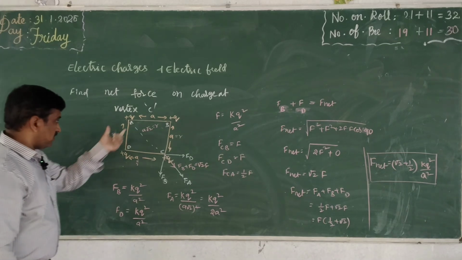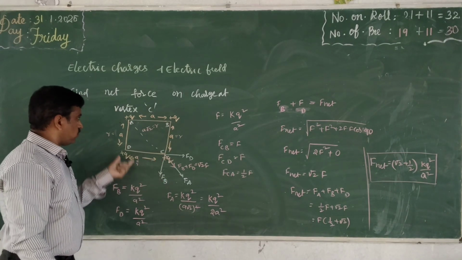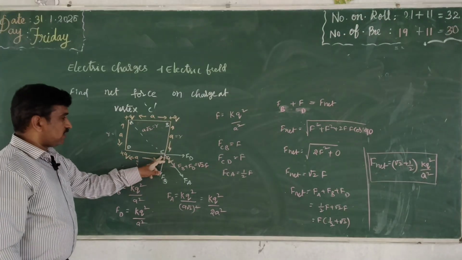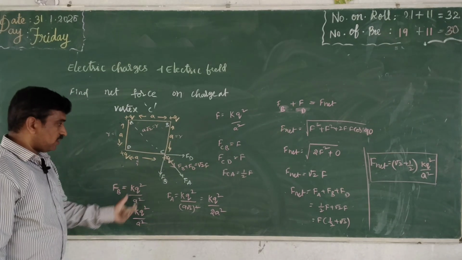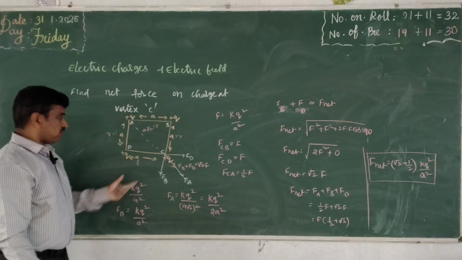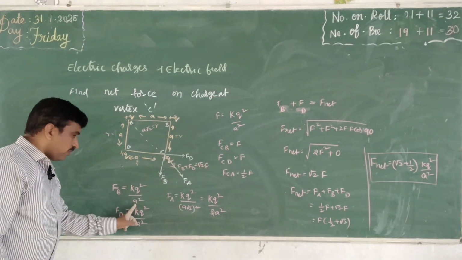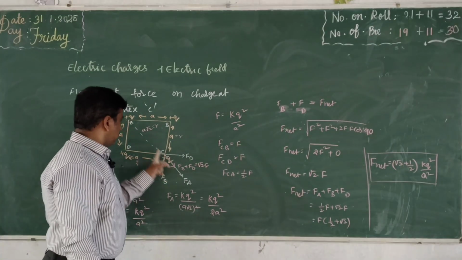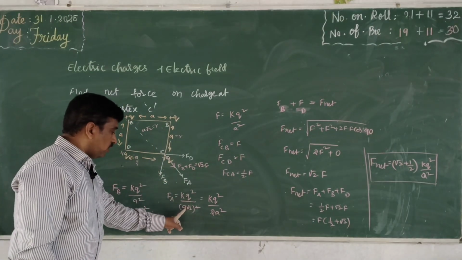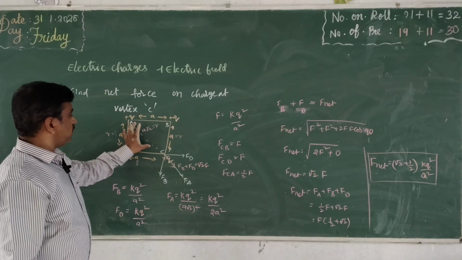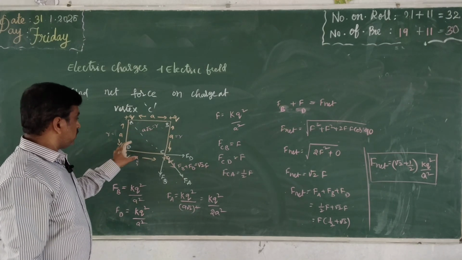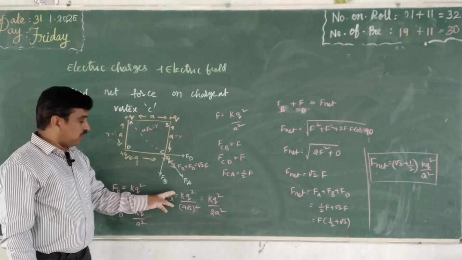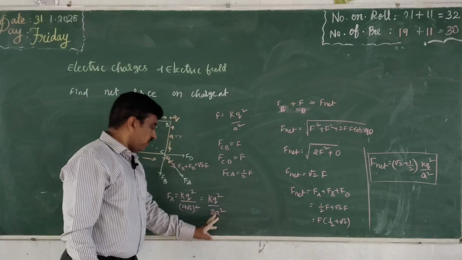What we are doing here: first, charges plus q, plus q, plus q, plus q are arranged at the vertices of the square. So what is the force on this charge, we find out. For that we can use the principle of superposition. First, force on C due to B is kq square by a square. Force on C due to D is kq square by a square. Force on C due to A is kq square by root 2 a whole square. Why? Because the distance between A and C is the length of the diagonal. The length of the diagonal is root 2 times the side. That's why we take a root 2 whole square, kq square by 2a square.